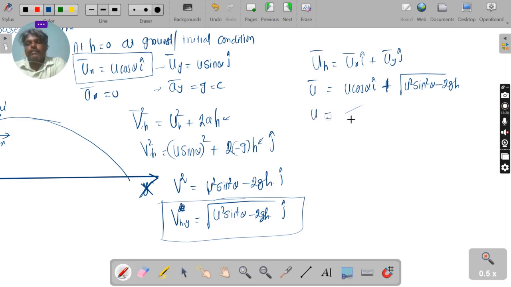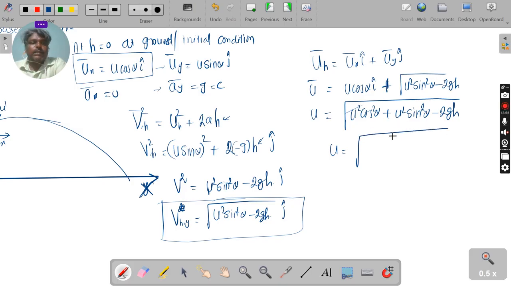So u is equal to root of u squared cos square theta plus u squared sin square theta minus 2gh. u squared common at the bracket, plus sin square theta plus cos square theta. So that is 1. That is the formula for velocity at any height.